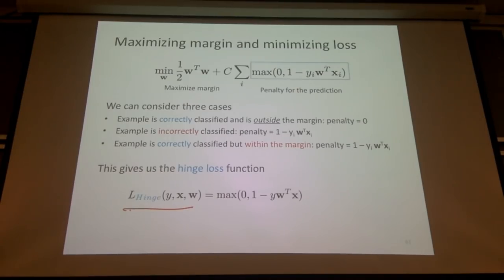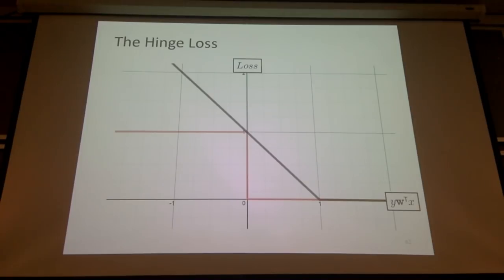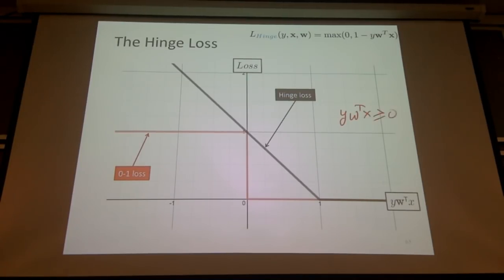If you are the kind of person who likes pictures, here's a pictorial version of the same story. On the horizontal axis, I have y w transpose x. On the vertical axis, I have the loss. What I have here is two curves. One of them, the red one, is called the 0-1 loss. The 0-1 loss is really what we want to minimize. First of all, if an example is correctly classified, we know that y w transpose x should be greater than or equal to 0. Now, if the example is correctly classified, that means we are on this side of 0.